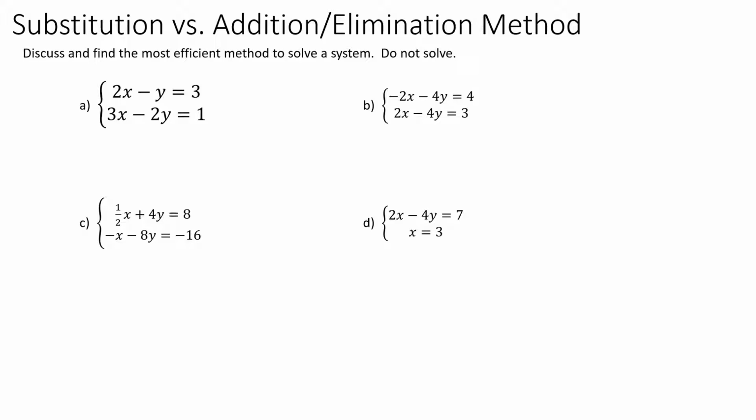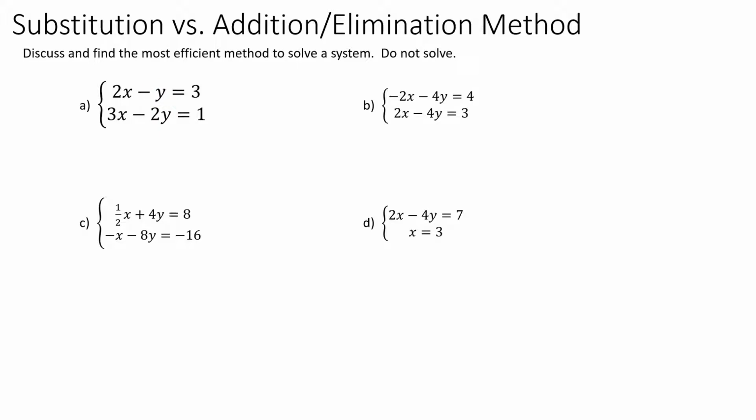So in parts A, B, C, and D of this problem, we are not going to solve, but we're just going to discuss the different methods and how that would work out. For the system in part A, I see that there is a coefficient of -1 on the y in the first equation, making this a really good candidate for the substitution method. You could easily solve that first equation for y and then plug into the second equation. So the substitution method would work really well here.